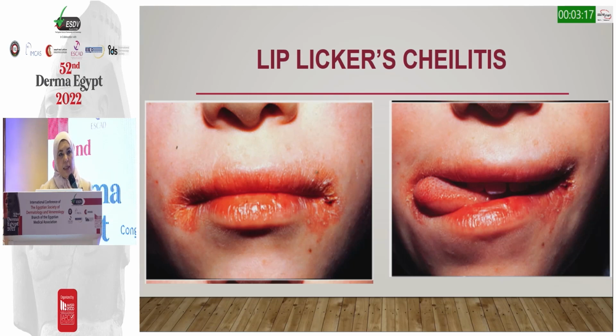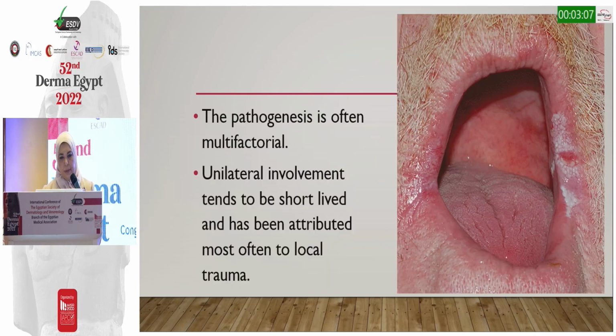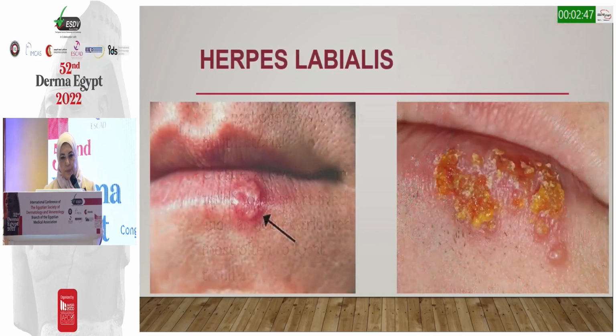Lip licker cheilitis is very common, especially in children. بتديني the same picture of angular cheilitis لكن بتكون عادة associated with perioral inflammation. The pathology is often multifactorial. Unilateral involvement tends to be short-lived and has been attributed most often to local trauma, especially in those wearing unfitted dentures. Secondary infection with oral candidiasis is very common. Herpes labialis, كلنا عارفينه, just to remember.